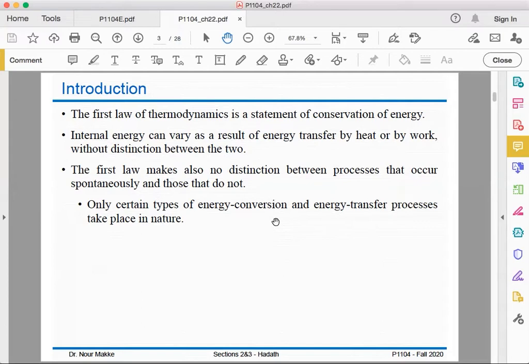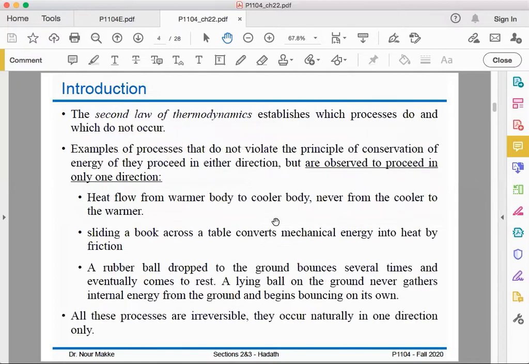that do not. So for example, in nature, we only see that certain types of energy conversion and energy transfer processes take place. And we don't see other processes that take place, for example, in the opposite direction, the same processes in the opposite direction. And there should be a reason, or at least there should be some law that explains why, or what is the preferred direction for processes that occur in nature. So this is why we introduced the second law of thermodynamics. And the second law of thermodynamics, basically, establishes which processes do and which do not occur spontaneously.